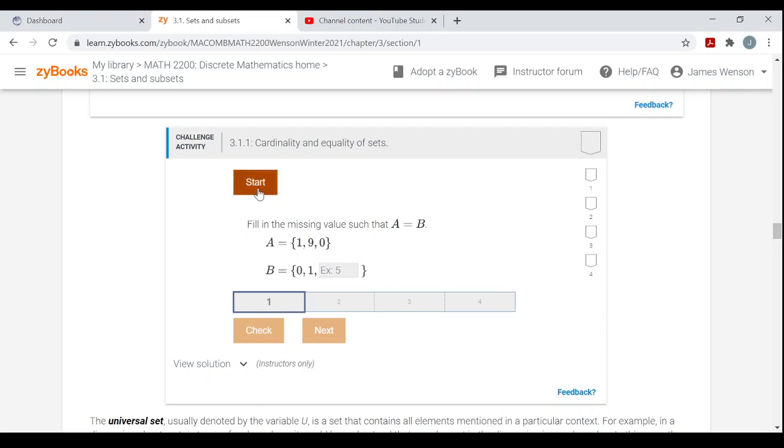All right, then your challenge activity. All right, so I'll start it. There's only 4 of these. So it says fill in the missing value such that A is equal to B. So remember, 2 sets are equal when they have the same elements. So set A has 1, 9, and 0. So set B, in order to be equal, would have to have 1, 9, and 0 as well. But it has 1 and 0, so it needs 9. Right? Very simple, that one.